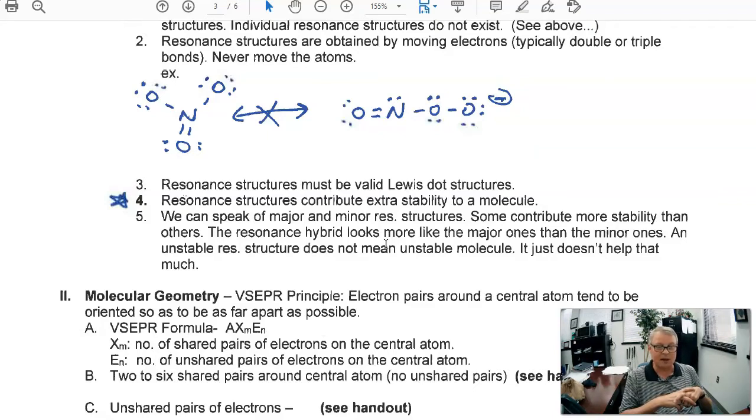All right. Now, if I can draw 2 really good resonance structures for something and one just horribly, horribly unstable resonance structure, does that make the molecule unstable? No. Resonance structures only help, they don't hurt. It's just some of them don't help that much.